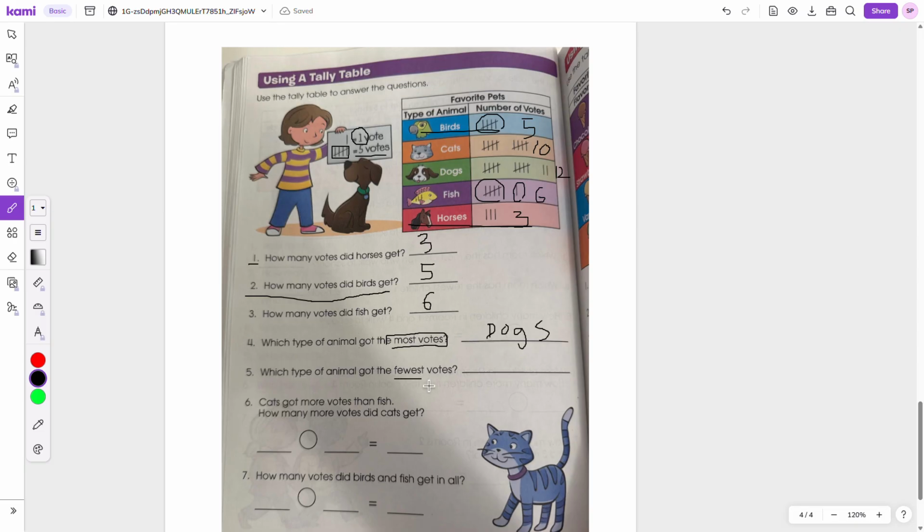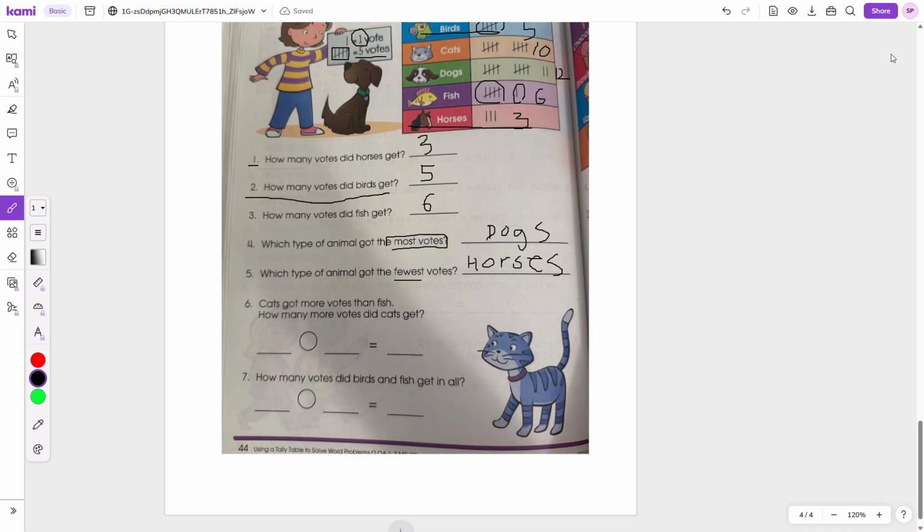Next one, which type of animal got the fewest votes? So we have to look at the least number, which represents the horses, and it'll be 3. So 3 is the fewest number, the smallest number. So horses have the fewest votes. So you can solve the rest of the questions using the table.